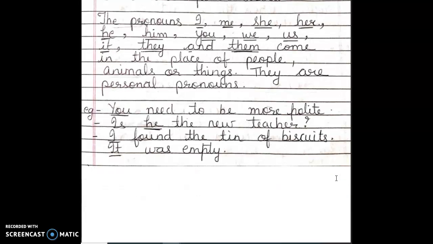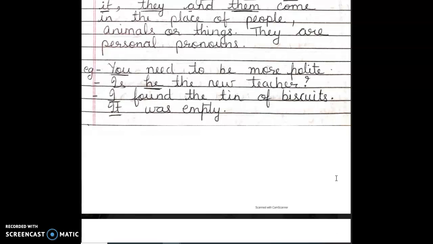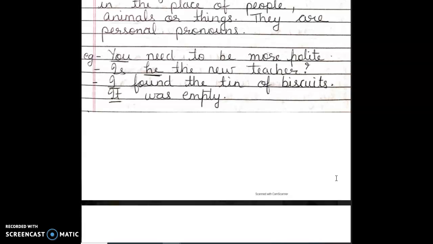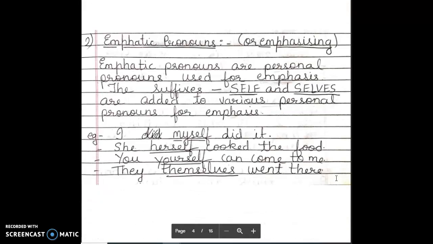Examples of personal pronoun. You need to be more polite. "You" is the second person personal pronoun. Is he the new teacher? Now I am talking about someone else to you, so "he" is the third person personal pronoun. I found the tin of biscuits. Now I am talking about myself, so "I" is the first person personal pronoun. It was empty. "It", I am talking about something else to you, so it is the third person personal pronoun. Now next is emphatic pronouns, or you can call them emphasizing pronouns also.